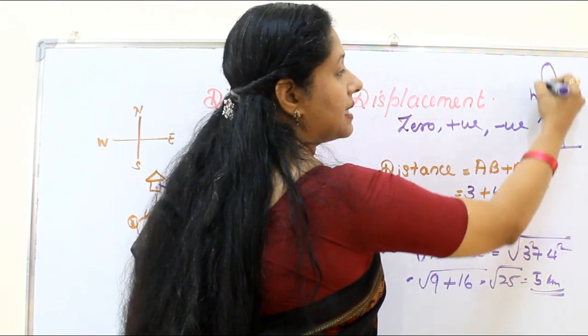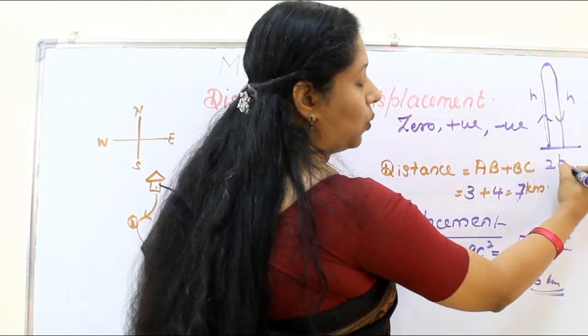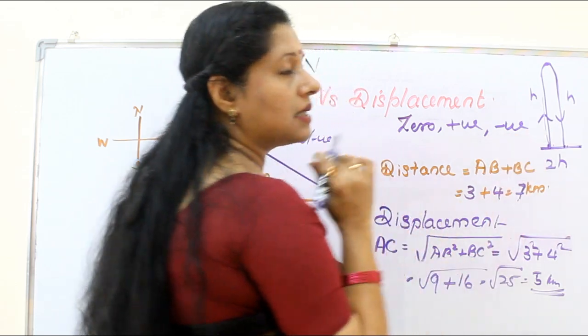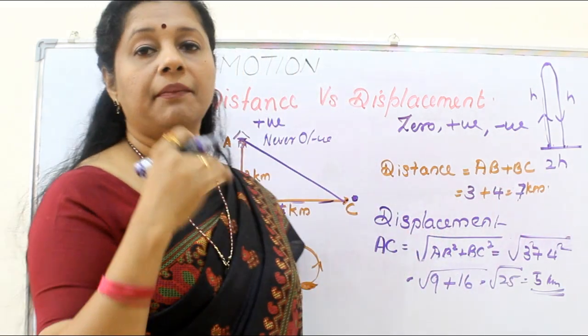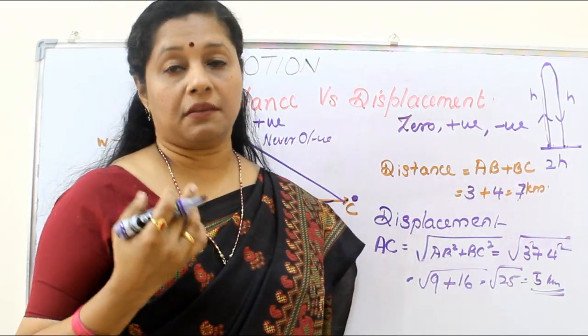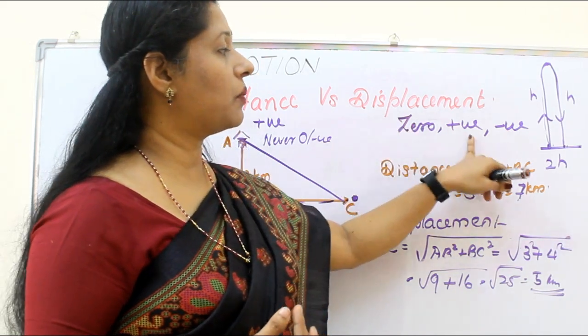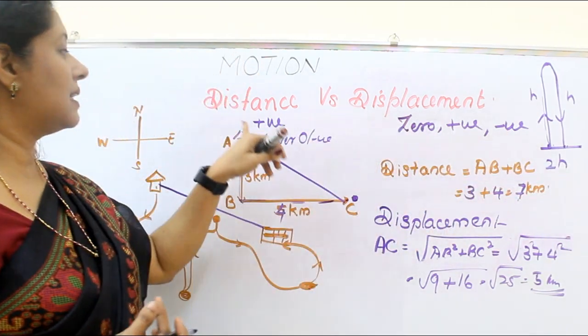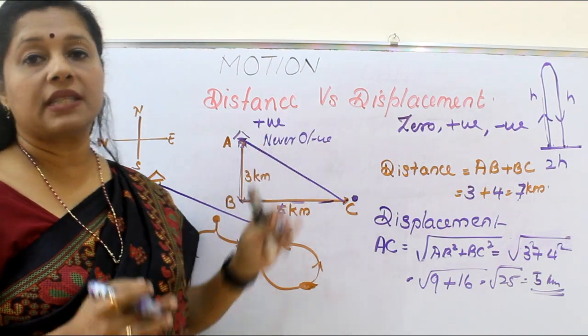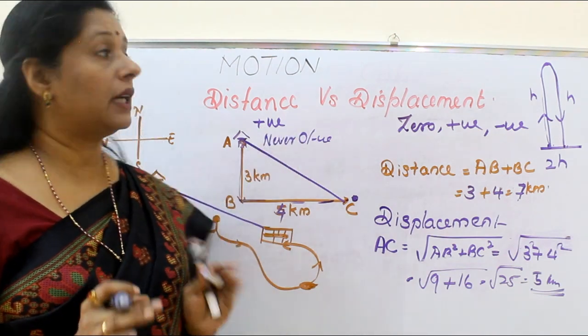So the total distance traveled is h plus h, 2h, but the displacement is 0 because it has reached the same place from where it was thrown up. Okay, so the displacement can be 0, positive or negative, whereas distance traveled is only positive. It can never be 0 or negative.